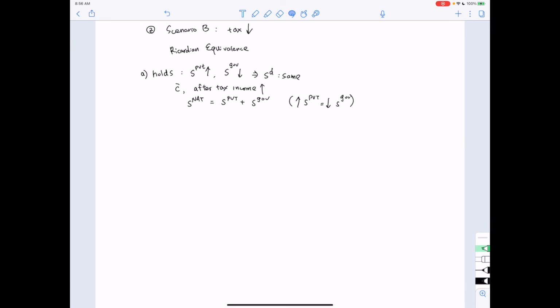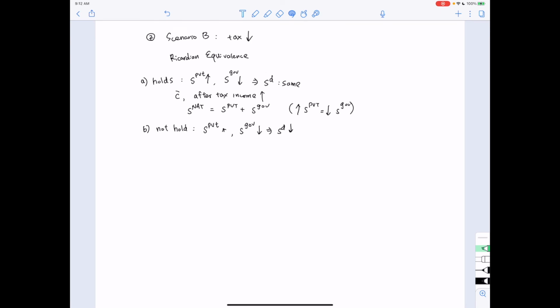Therefore, from here we know that the private saving increase needs to equal the government saving decrease. Then, because national saving equals private saving plus government saving, when the government cuts the tax, under the assumption that the Ricardian equivalence holds, the national saving desire will remain the same. How about if the Ricardian equivalence doesn't hold?